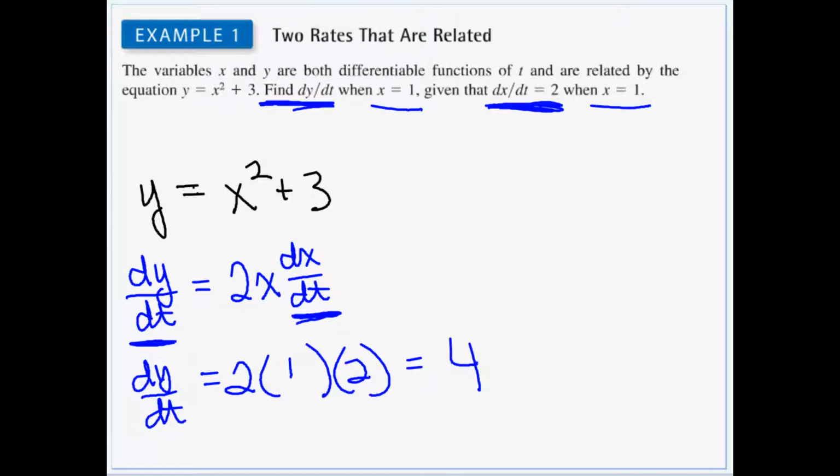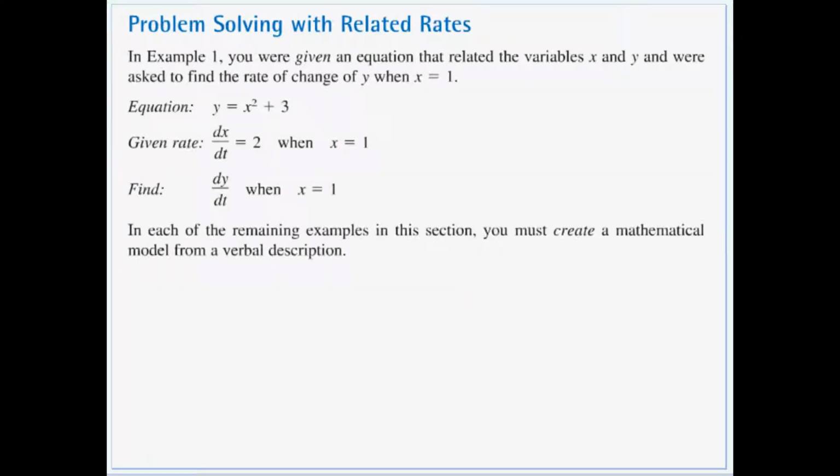Okay, that was an easy one. They're going to get a little trickier. In that first example, we were given an equation that related the variables. We were asked to find the rate of change of y when x was equal to 1. So we're going to see this in the rest of the examples. I encourage you to do this in your homework. We've got an equation. In this case, it was y equals x squared plus 3. They gave us a rate, dx dt was 2, and they told us when to sort of stop time to analyze the problem, when x was equal to 1, and what they wanted us to find.